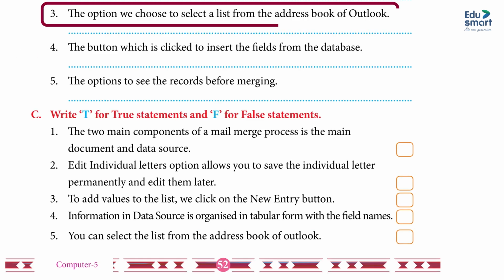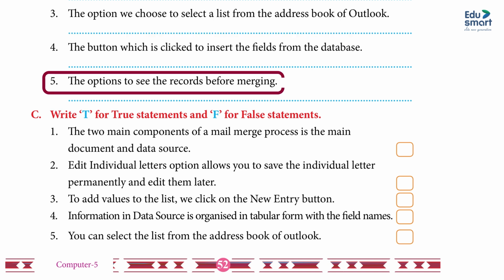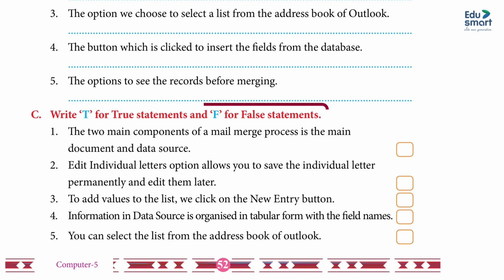3. The option we choose to select a list from the address book of Outlook. Answer: OK. 4. The button which is clicked to insert the field from the database. Answer: Insert Merge. 5. The options to see the records before merging. Answer: Preview Results button.